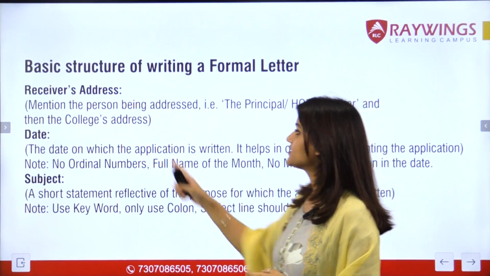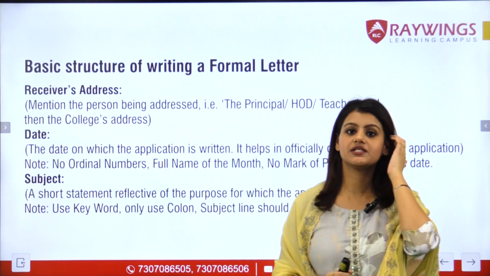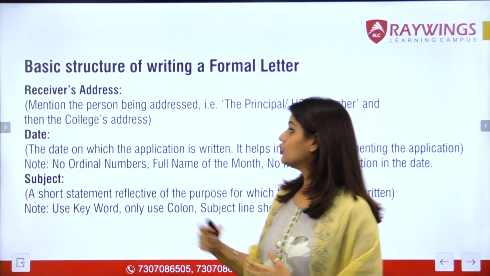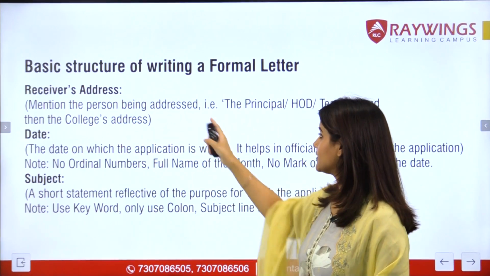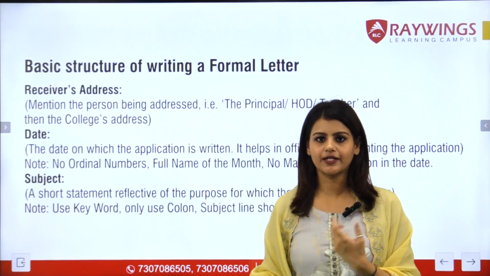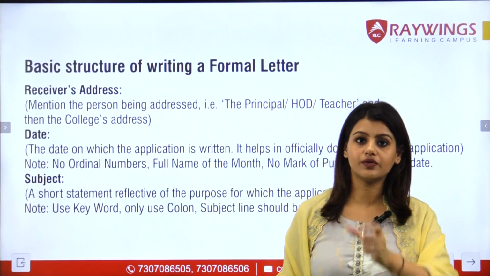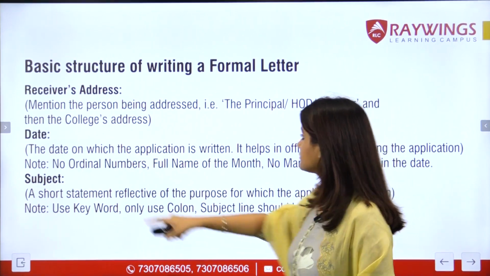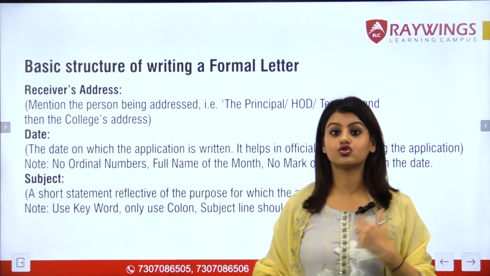So first is always the receiver's address. Receiver's address basically means the person who is going to read, receive the letter. So mention the person being addressed. For example, if you are writing the letter to the principal or the director, you will write the principal or the director, comma, and then the college address or the school's address.